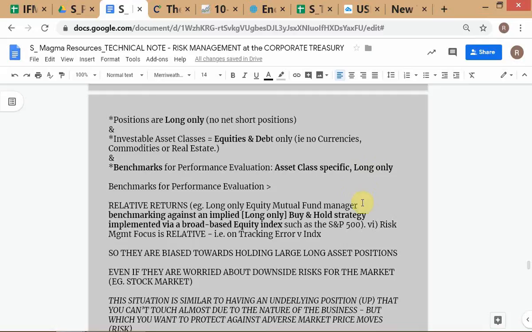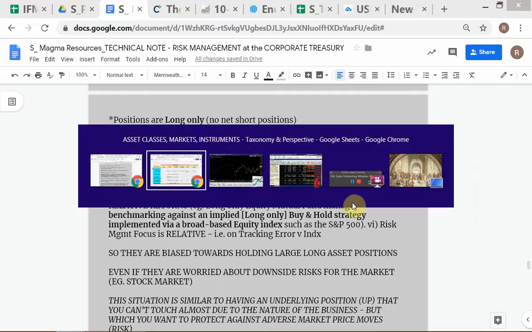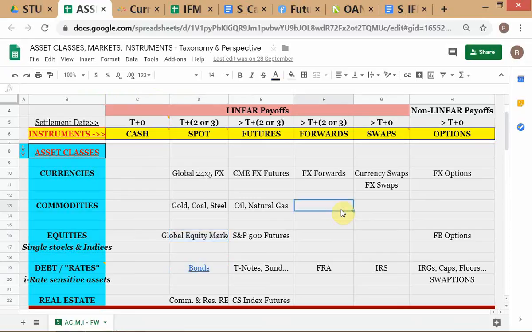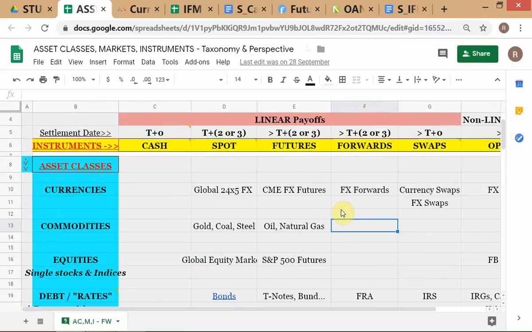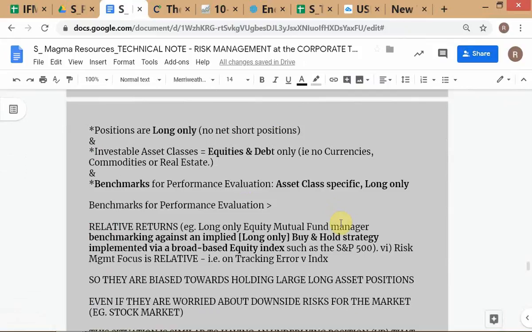Is this font big enough right now, Puneet? Can you see? Okay, it's not big enough, because I just made everything small to fit into this. I think we don't need this framework anymore, so I can increase this a little bit. Is it okay now? Yeah. Okay.